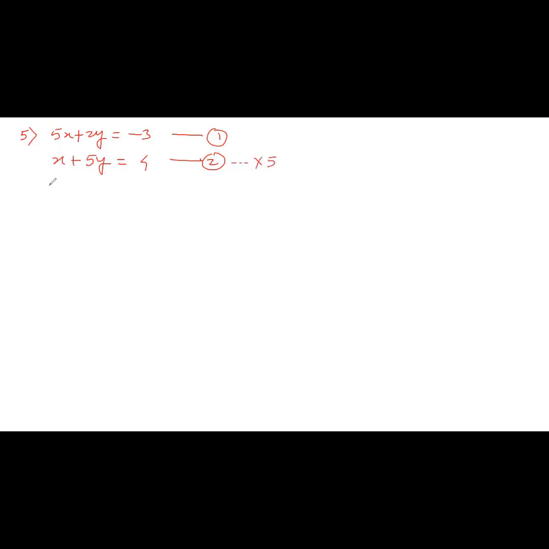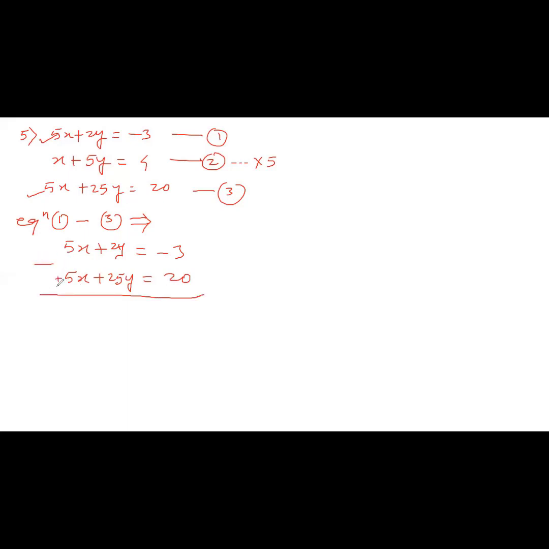So it becomes 5x plus 25y equals 20. This is equation 3. Now equation 1 and equation 3 we are going to subtract. So equation 1 minus equation 3 implies, I am going to write the equations again: 5x plus 2y equals minus 3, and 5x plus 25y equals 20. So let's subtract. Signs change, plus becomes minus. So 5x minus 5x will get cancelled. 2y minus 25y becomes minus 23y.